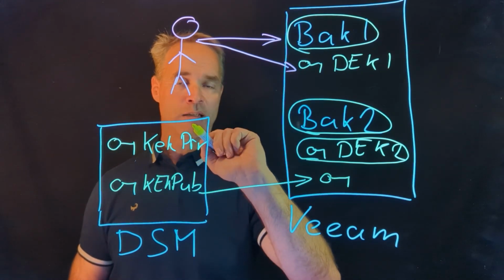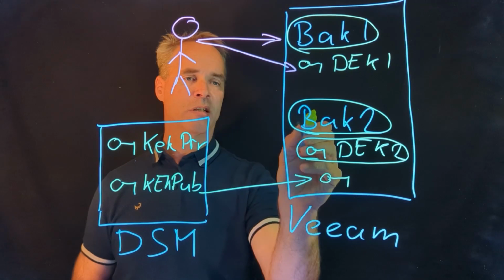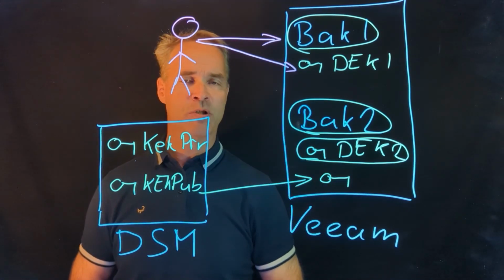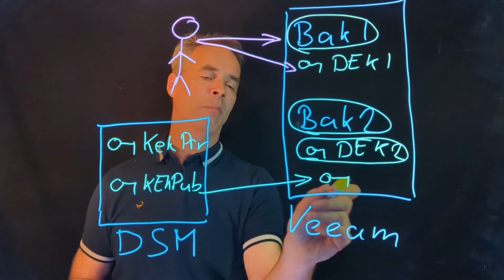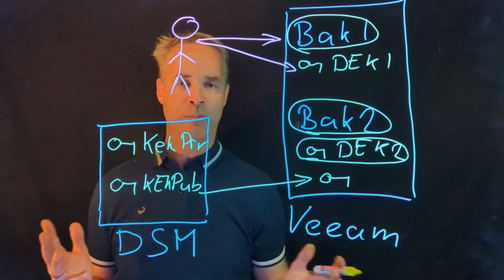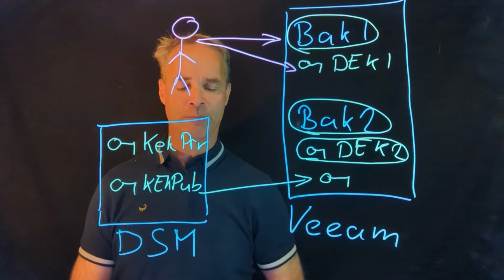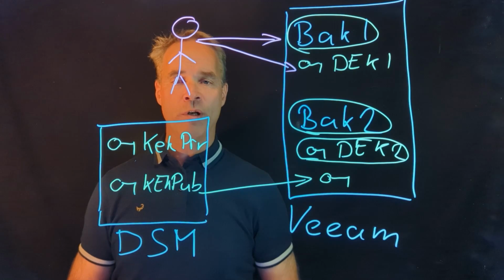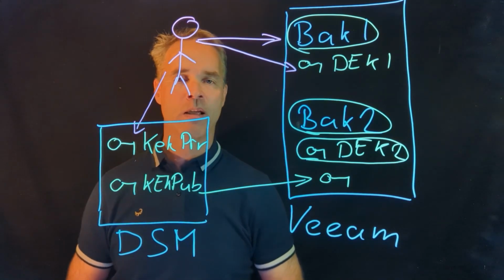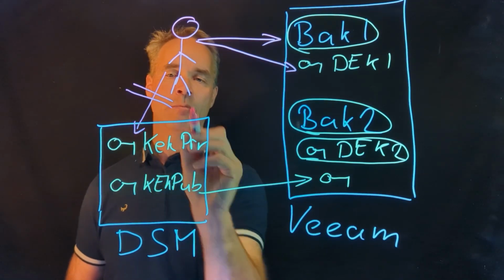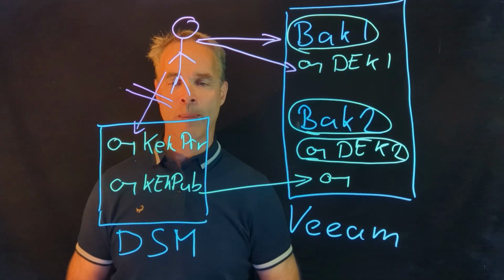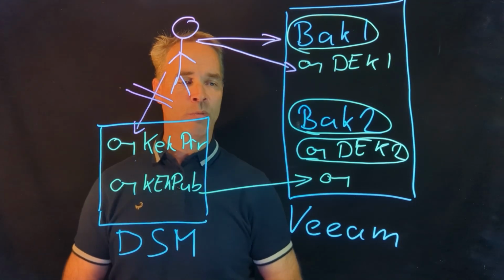Your attacker has the following, or sees the following. He has got this encrypted backup. He's stealing that. He's stealing your encrypted data encryption key. That doesn't help him. And he may also steal your public key, but that doesn't help him at all. He won't be able to decrypt your data. What he needs to do is that he gets access to the key encryption key, but he cannot steal this. This is not possible. He will not be able to decrypt your data. Good. This is what we need to achieve.